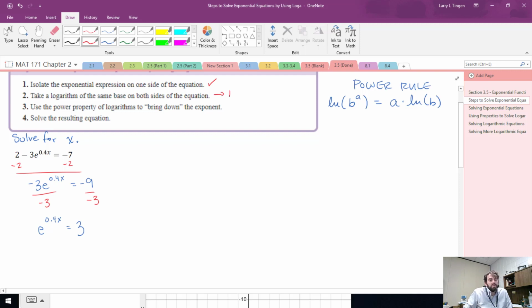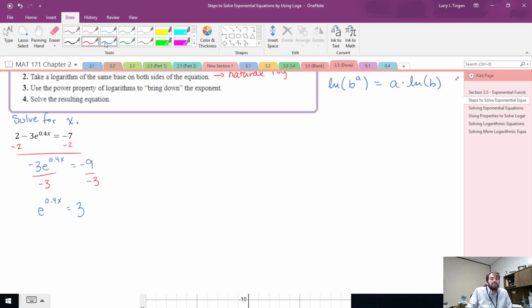This is typically the natural log. Okay, you'll see me use that exclusively. So the next step, step 1 is done: isolate the exponential expression. Step 2, take the natural log of both sides. So that means the natural log of e, let's not use red since I've been using red to show progress. There's step 2. Here's step 1.